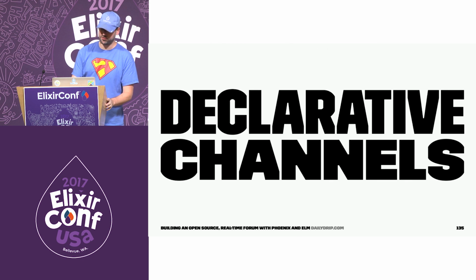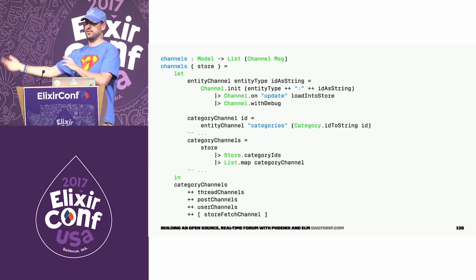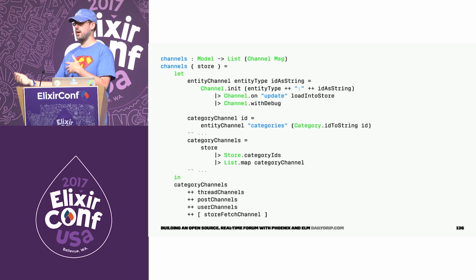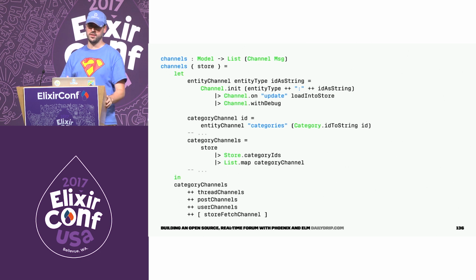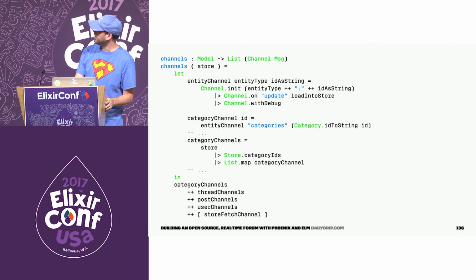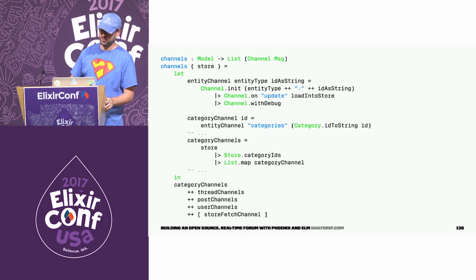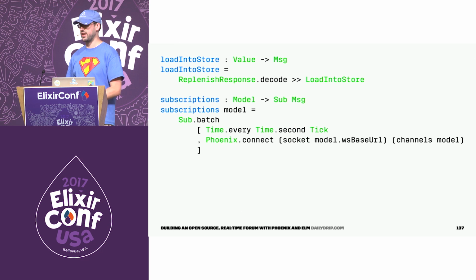But in this code, I have declarative channels. So literally anything that's in my store gets mapped to the channel that I'm listening to. As new data arrives, I start listening for updates on its channel. And if the data goes out of my store because I don't care about it anymore, I'll stop listening to updates on its channel. This is just some basic code that knows how to do that. The moral of the story being that it's really cool that I don't have to do anything imperative. I just describe the channels that I care about as a function of my model.